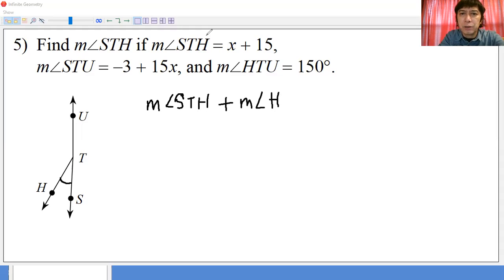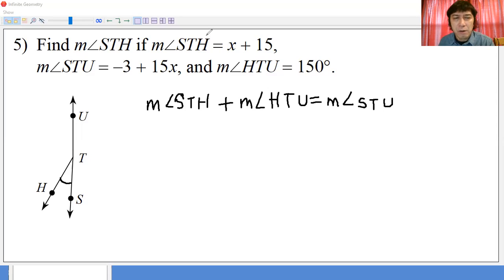This is HTU must be equal to the total measure of the angle STU. There. So we have STH plus HTU equal to STU there. Okay, this will be our working equation. So let's start solving it. Okay, let's substitute what we have.